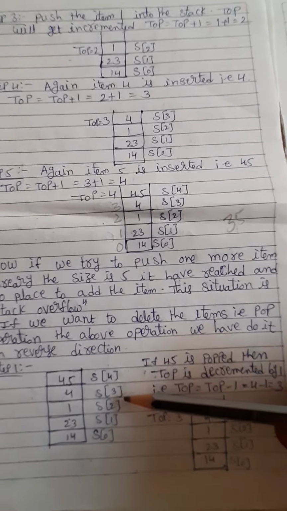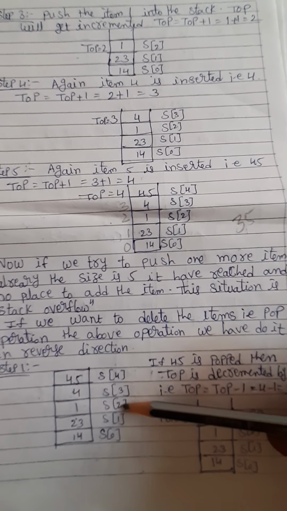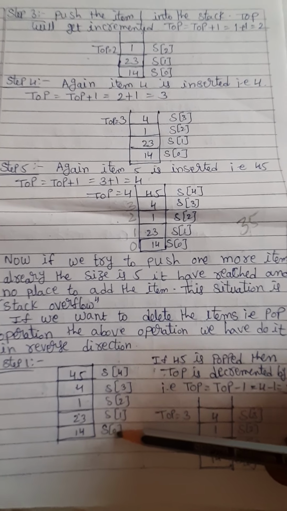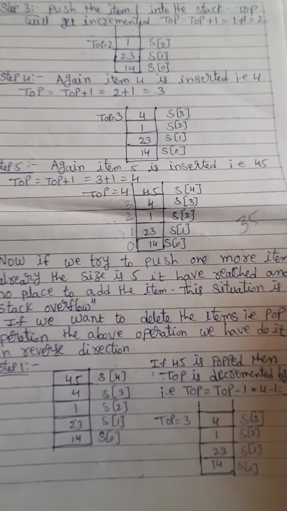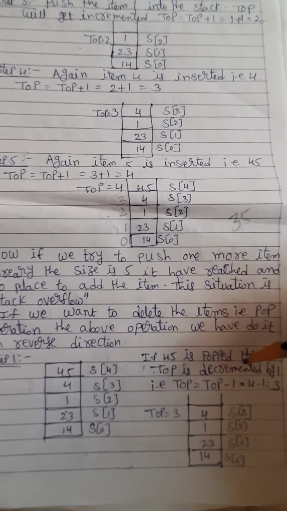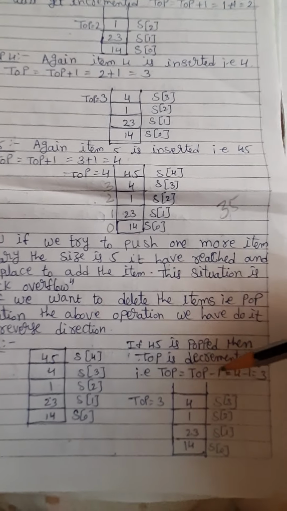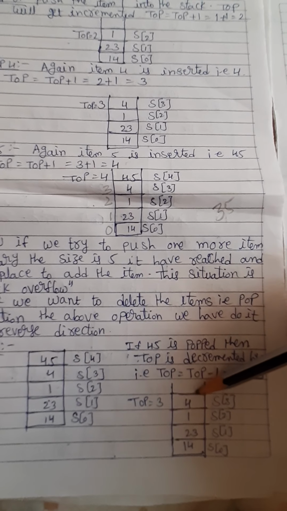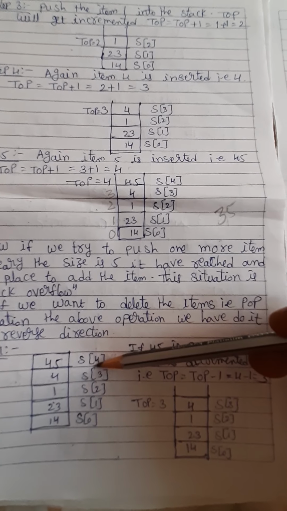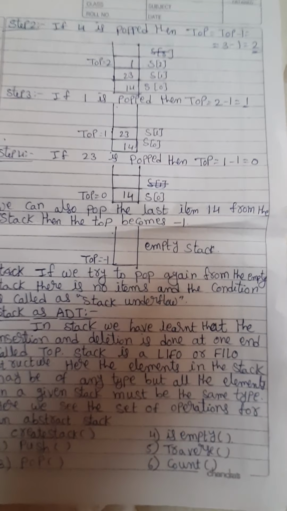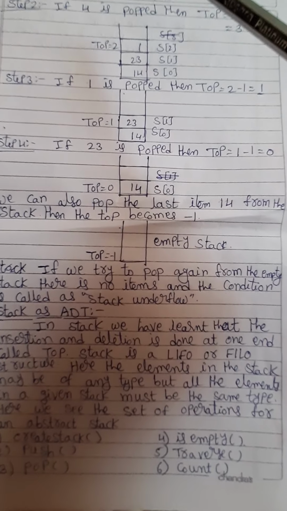See here, this is the stack where we have inserted the elements 14, 23, 1, 4 and 45 into positions 0, 1, 2, 3 and 4. First, the first element is 45. If you want to delete 45, then the top value is 4. 4 minus 1 will become 3. We have decremented the position, that is 45 has been deleted. After deleting 45, it will become 3. Now we are in the 3rd position. See this step 2, and now in the 3rd position the value is 4.